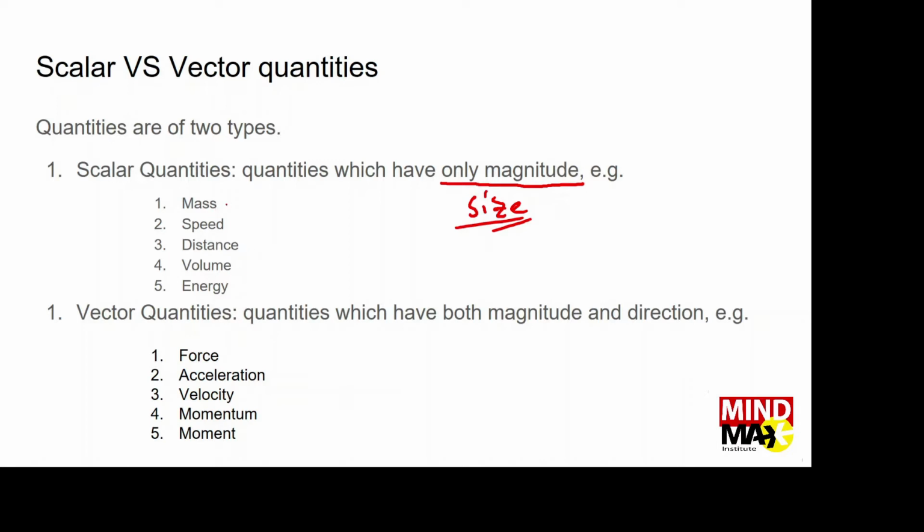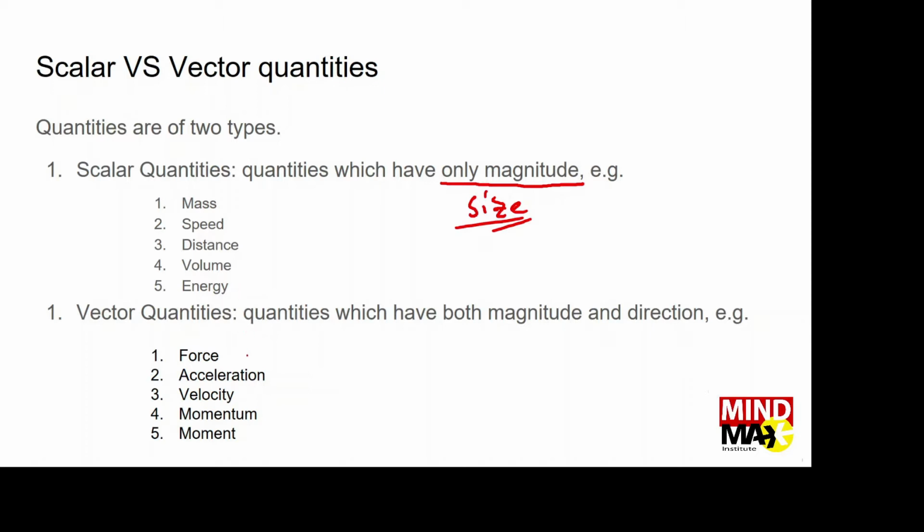Mass is the amount of matter inside of something. Speed is the amount of distance moved by an object per second. Distance is the amount of length moved by an object. Volume is the amount of space occupied by an object. Energy is the ability to do work possessed by an object.